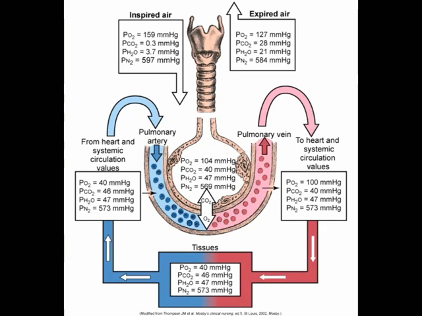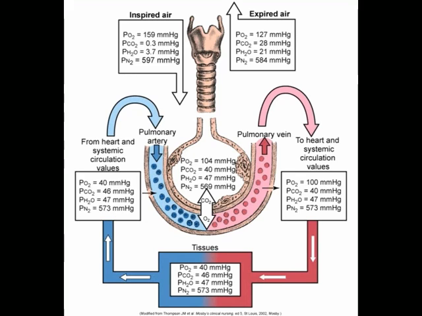Now the PO2 returning to the right side of the heart, so you go over to the very left side of your diagram there from the heart and systemic circulation, we have a PO2 of 40. So that 40 is coming into the pulmonary artery where it meets 104. Obviously, the diffusion gradient is going to be from the 104 over to the 40, right? Because particles go to where there's less particles. So the PO2 goes over to where there's less PO2, and it's going to increase the amount of PO2 in that pulmonary capillary.